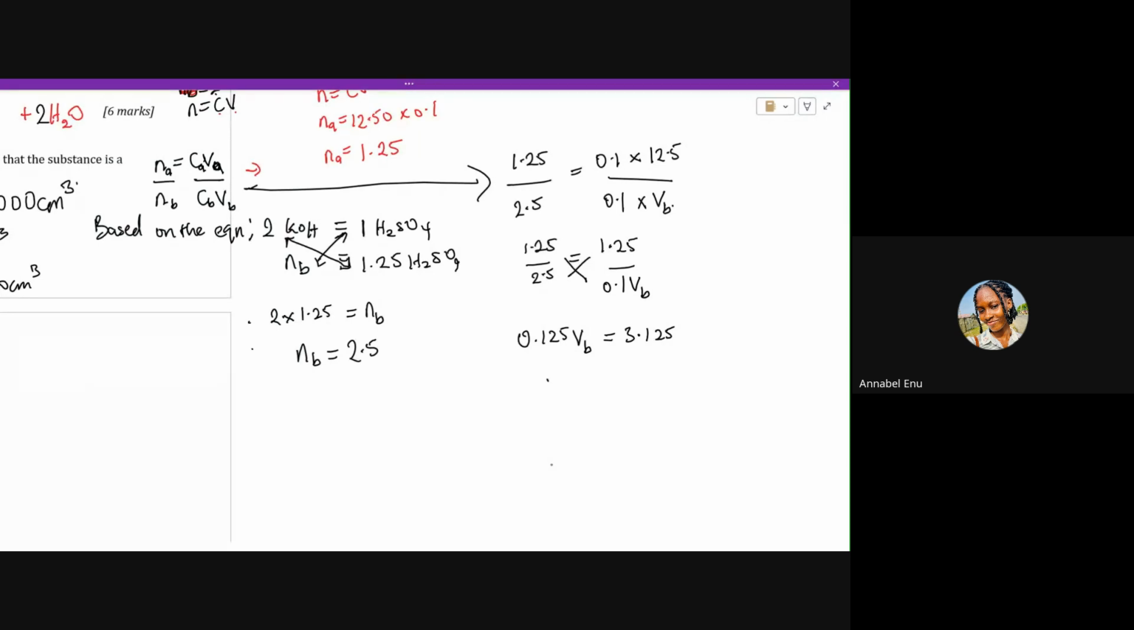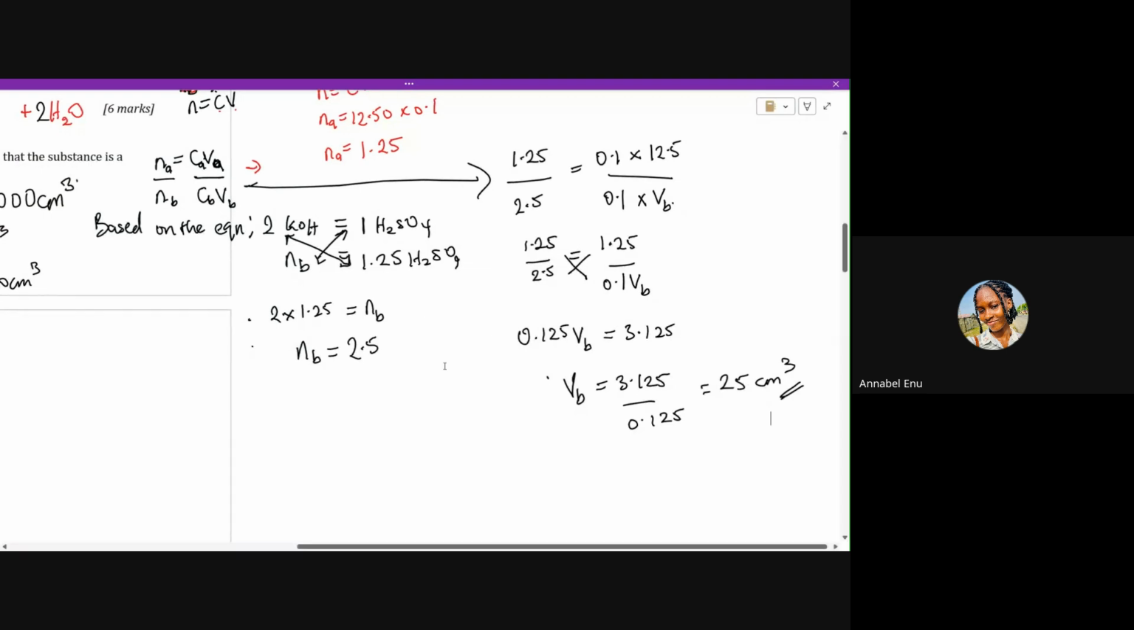We are looking for volume of base. So what do we do from here to get our volume of base? You've done this. Divide both sides by 0.125. Very good. Brilliant children. So our volume of base is equal to 3.125 divided by 0.125, and this will give us 25 centimeters cubed. Don't forget your units.